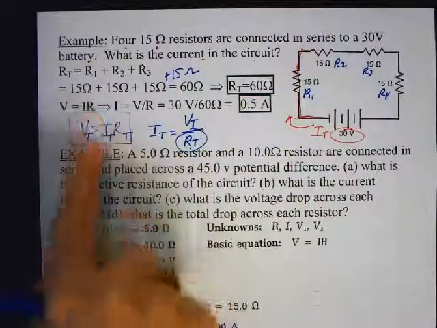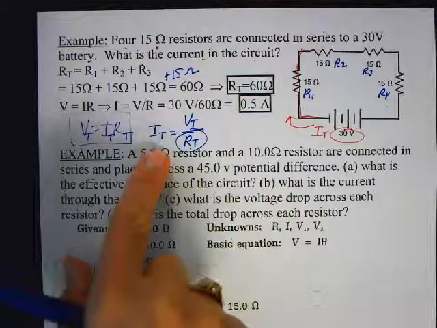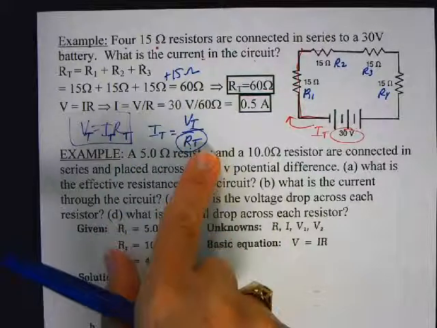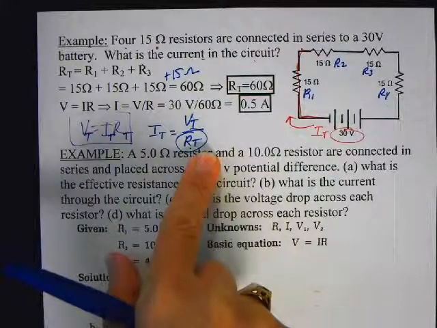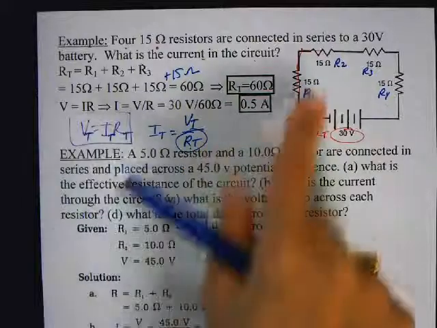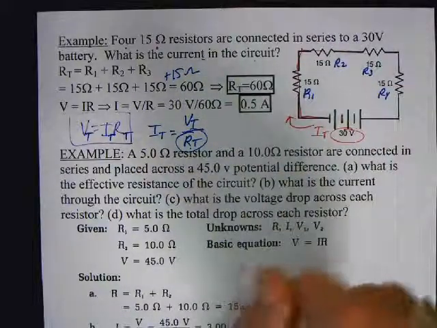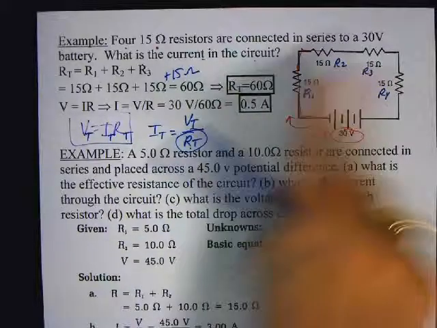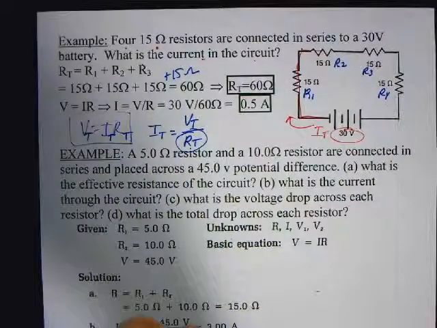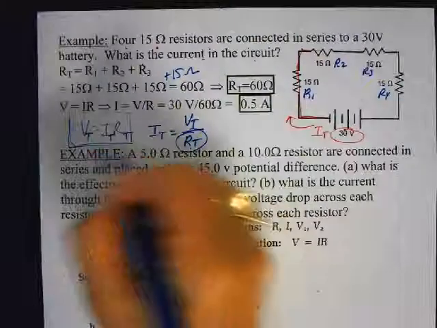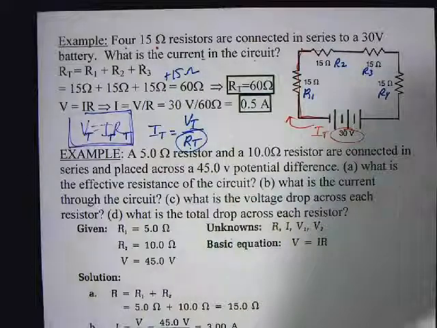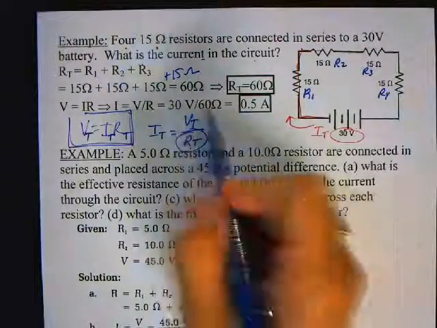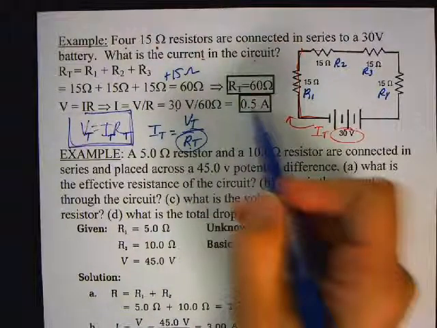Then when I want to find the total current, it's the total voltage divided by the total resistance. So I can apply Ohm's law for part of a circuit, or I can apply Ohm's law, again, for the whole circuit or just one part of it. So we're going to be using Ohm's law, V is equal to IR, over and over again. So 30 divided by 60 is 0.5. But that's the same current going through here, here, here, and here.